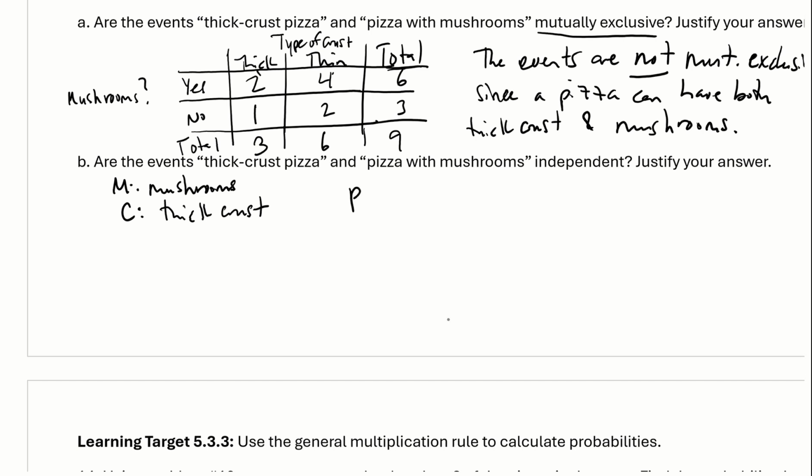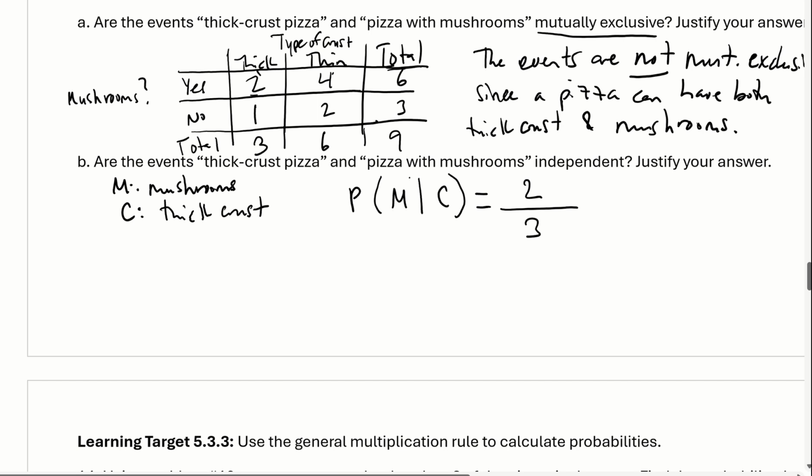So we're going to see, okay, the probability of M given thick, C. So what's the probability that given a thick crust pizza that it has mushroom? So how many thick crust pizzas do we have? We have 3 thick crusts. So out of those 3, how many have mushroom? Well, that's 2. That's easy. 2 have mushroom. So 2/3, right?